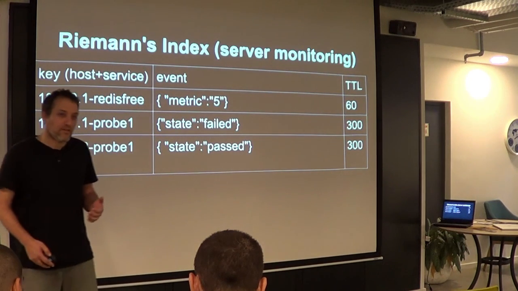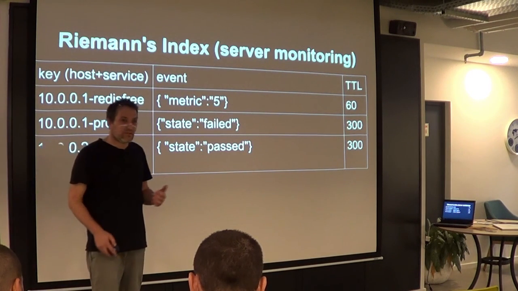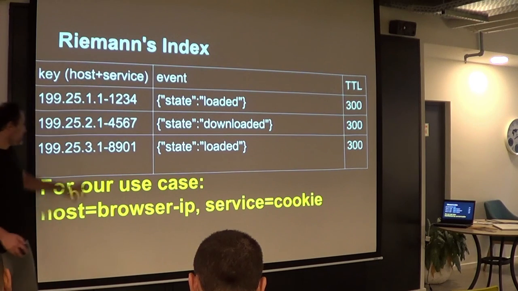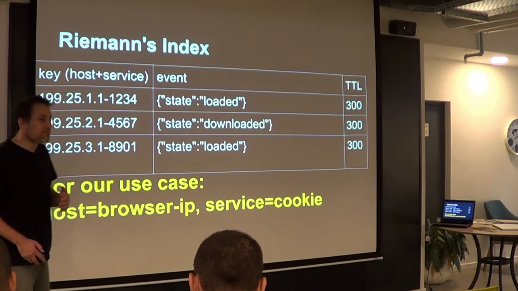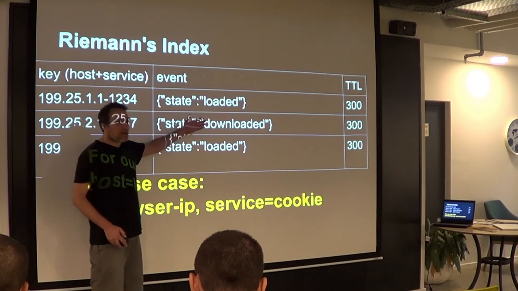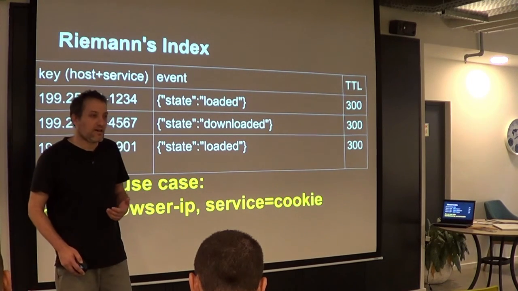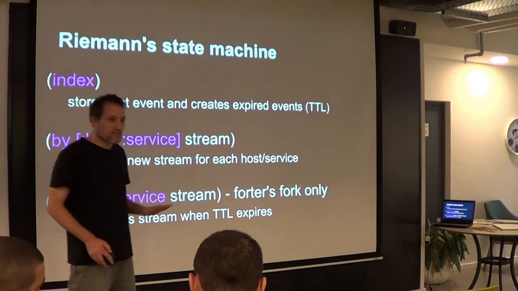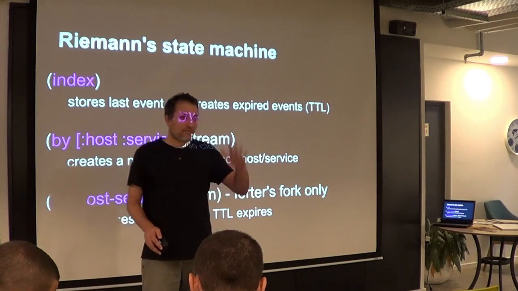And we're going to use that to understand if someone just downloaded our JavaScript snippet or also loaded it. So the first thing we do, instead of thinking of it as a host and a service, is think of it as the browser IP address and the cookie number. These two identifiers are unique to the browser and the browsing experience. Our event state could be loaded, which means the page is loaded, or downloaded, which means they only reached for the JavaScript snippet but the page hasn't been loaded yet. It gets much more complex than that, but we will leave it as a very simple state machine. So we have three states: JavaScript downloaded, page loaded, and then expired, which basically means some kind of timeout.